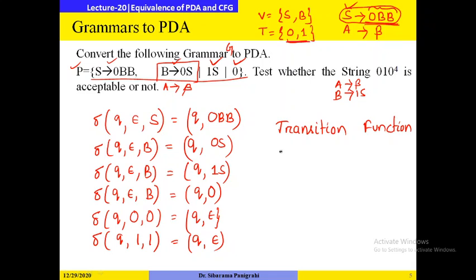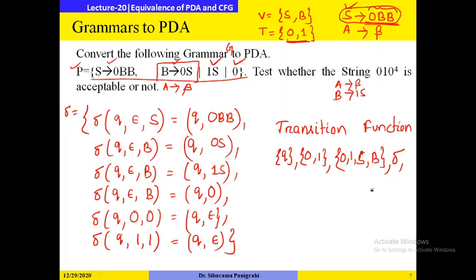How many states are there? A single state q. The input alphabet is 0, 1. The stack symbols are the combination of variables and terminals, so they are 0, 1, S, B. What is the transition function? These are all the transition functions.